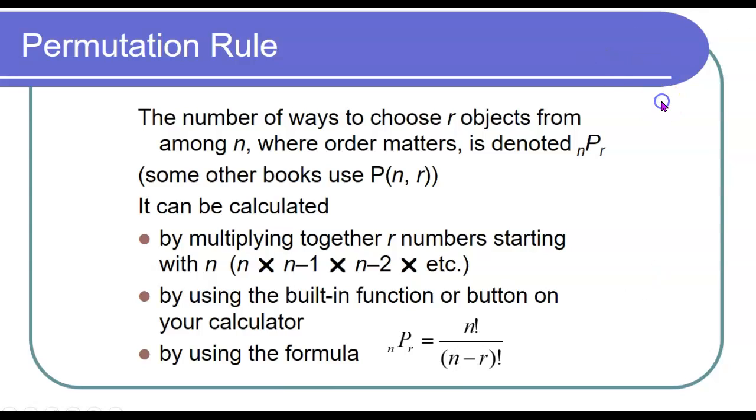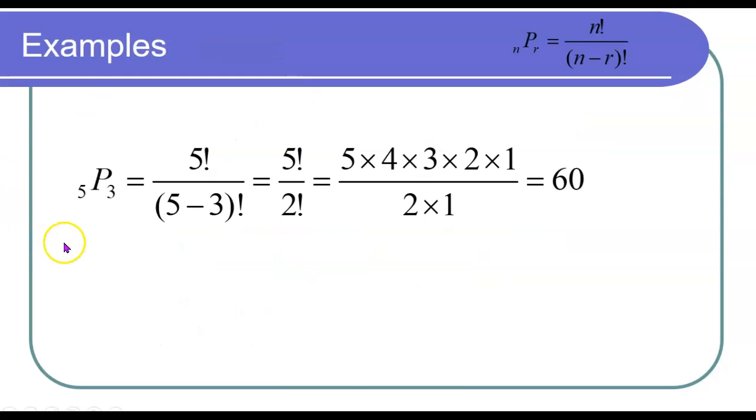So let's look at an example. To calculate 5P3 using that formula, here the n is 5 and the r is 3. So the formula says that that would be equal to n factorial, that is 5 factorial on top, over n minus r factorial, that would be 5 minus 3 factorial on the bottom. Now 5 minus 3 would be 2. So on top we have 5 factorial, 5 times 4 times 3 times 2 times 1. On the bottom we have 2 factorial, that's 2 times 1. And that comes out to be 120 divided by 2, which is 60.